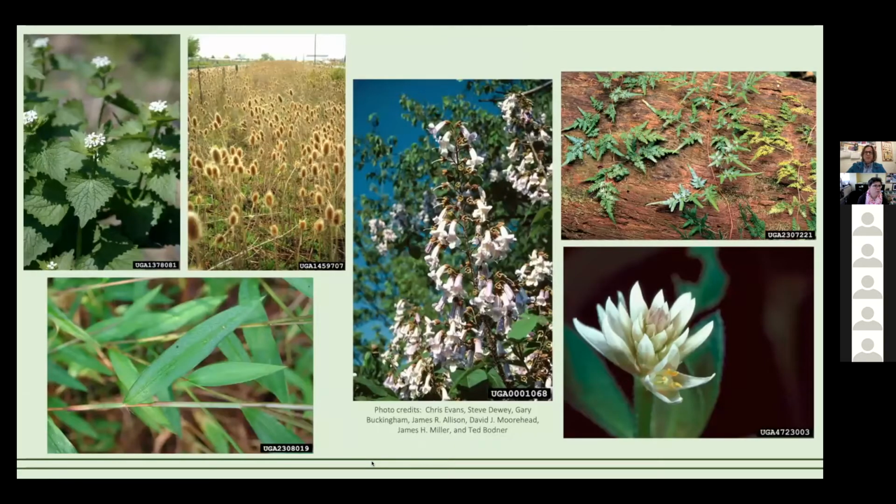Here are some less common species from that original list. Here we have garlic mustard, common teasel, princess tree, climbing fern, alligator weed, and Nepalese browntop. Some of these species, like the garlic mustard and the Nepalese browntop, have actually become much more abundant since the publication of the original watch list.